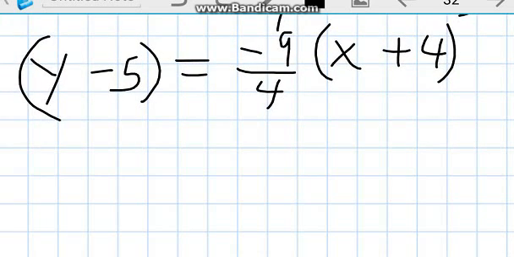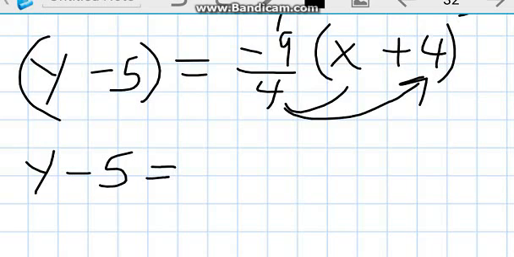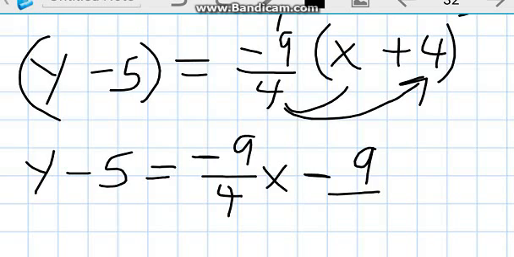Now let's get down to business. I'm going to distribute the -9/4 to both the x and the 4. On this side I'm going to have y minus 5 is equal to -9/4 x. Not much could be done there. And then something very interesting: you have 9/4 times 4, and the 4s will actually cancel each other out. If we put it as 4/1, the 4s cancel out, and we're just left with -9.